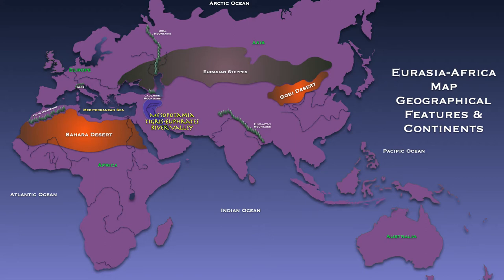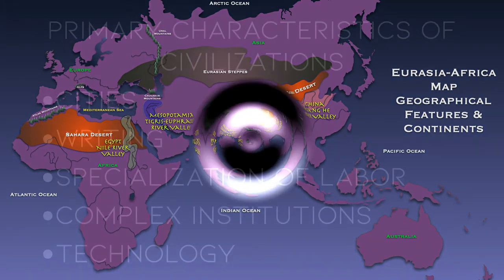The second major one is the Egyptian or Nile River Valley in the Northeast African territories. A third major river valley is the Indus River Valley in India. And then a fourth major civilization is going to develop around the Huang He River Valley in China.